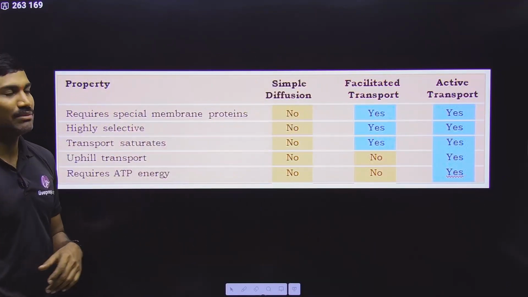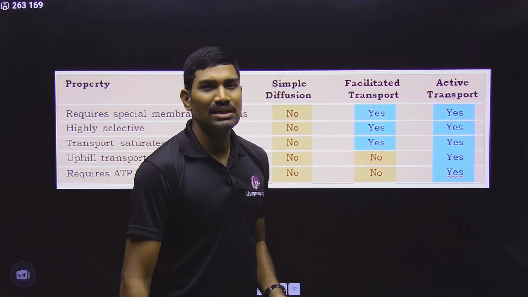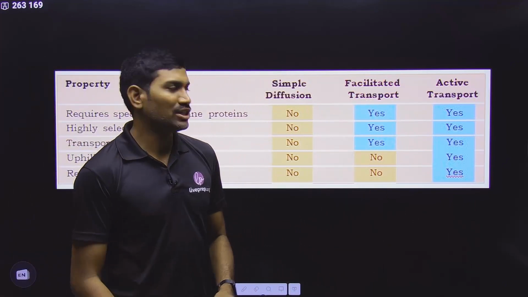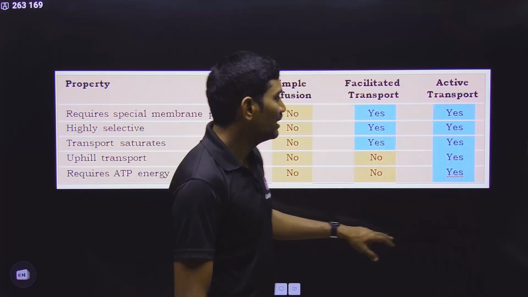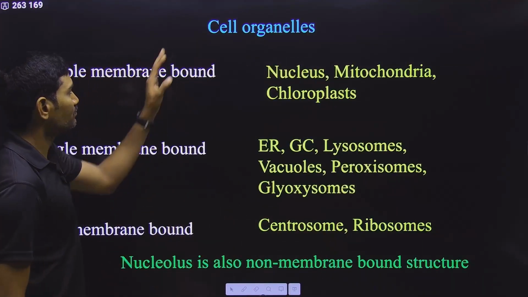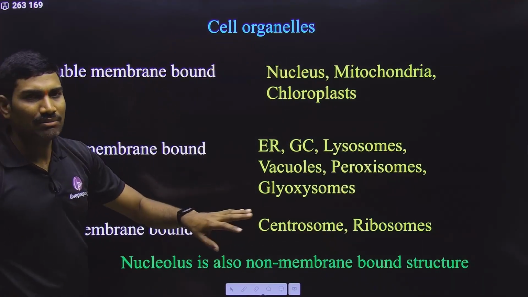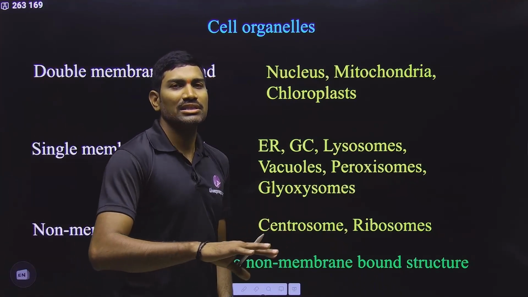Next one, requires ATP energy. Simple diffusion and facilitated transport are part of passive transport, so they don't need ATP energy. But active transport, yes, it needs energy. Clear? So with that, the cell membrane and its functions, all the things we have completed.